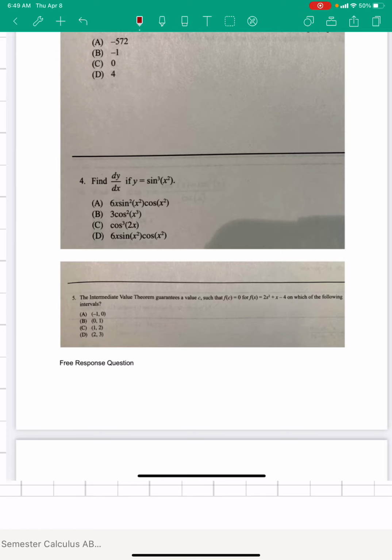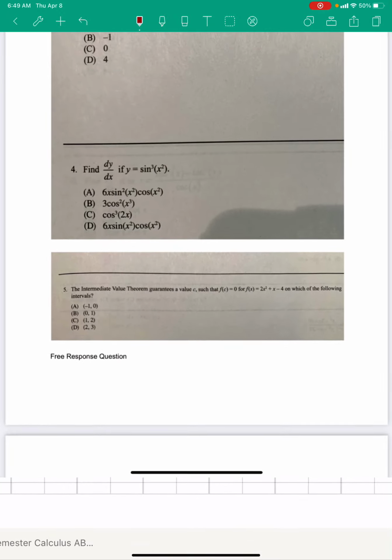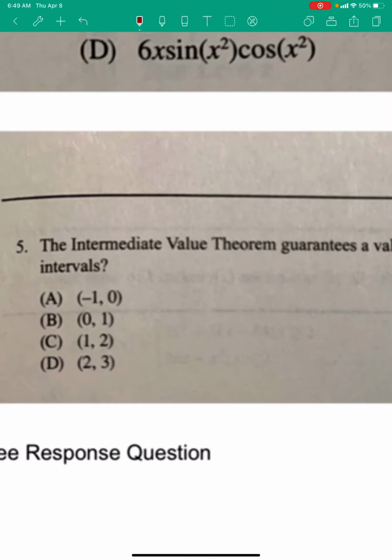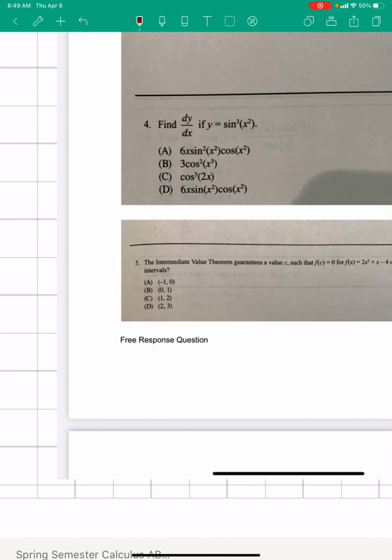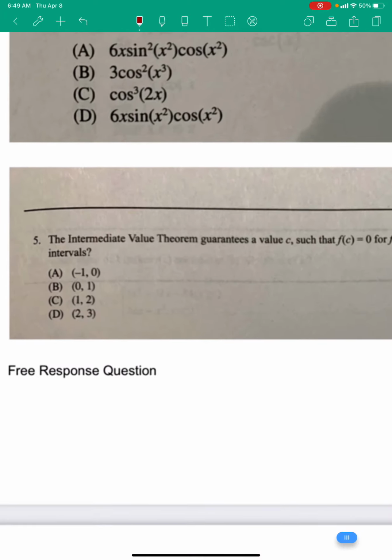So let's think about that question. It should prove to us that there's some value where we're going to get the 0 of the function. So we can go ahead and solve 2x squared plus x minus 4, find the 0, or find the c, and once we've located the c, we then decide which of these intervals that c is going to be between. So go ahead and try that. Get the 0 of 2x squared plus x minus 4 and tell me which of these options is the correct interval.